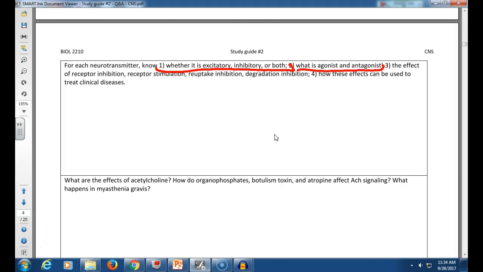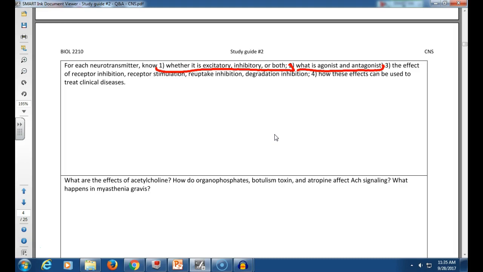When I say what is agonist and antagonist, when we say something is agonist for a receptor, what does that mean? It stimulates. Antagonist inhibits the signaling. Does it make sense? So serotonin receptor agonist will stimulate serotonin signaling. Serotonin receptor antagonist will inhibit serotonin signaling. Does that make sense? Please understand what happens if you inhibit receptor.